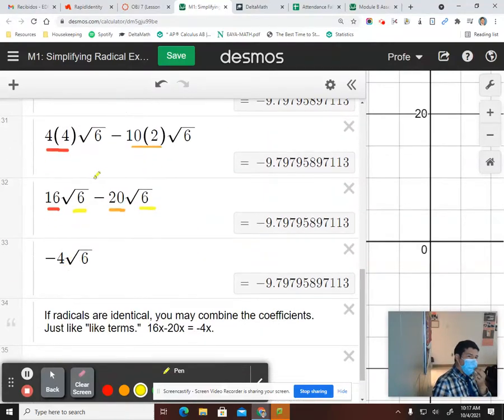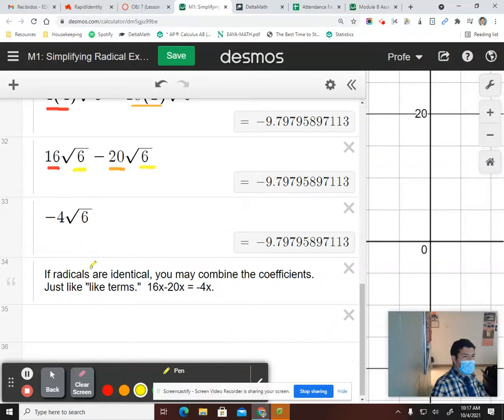Again, see how I'm entering each step along the way in a cell on Desmos where it tells me that my value is correct. So that's that. Summary: if your radicals are identical, then you can combine the coefficients, just like like terms, okay?